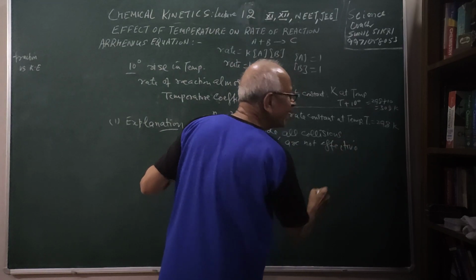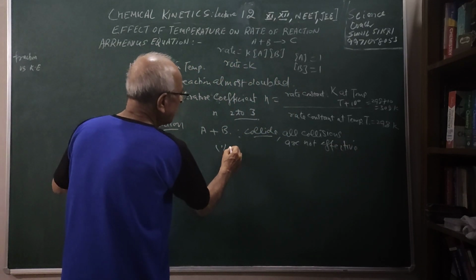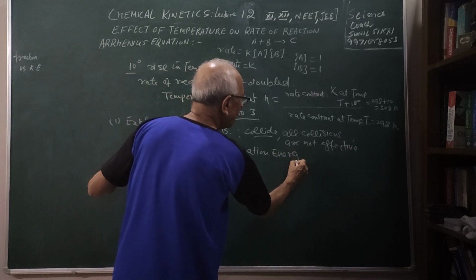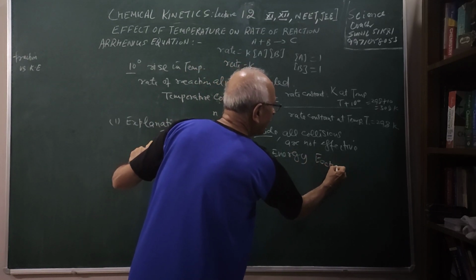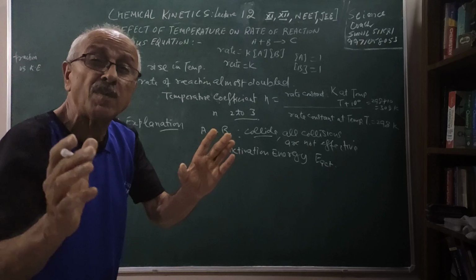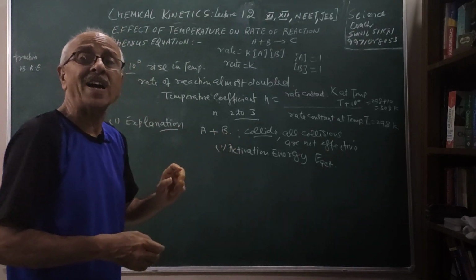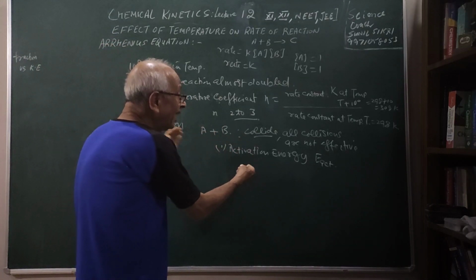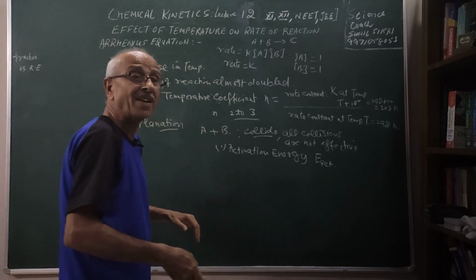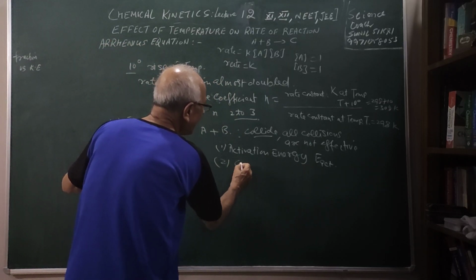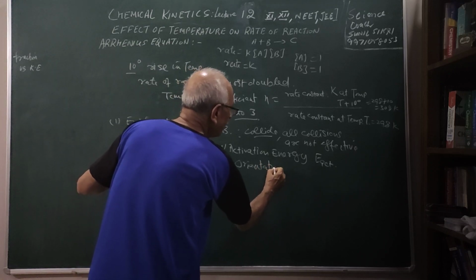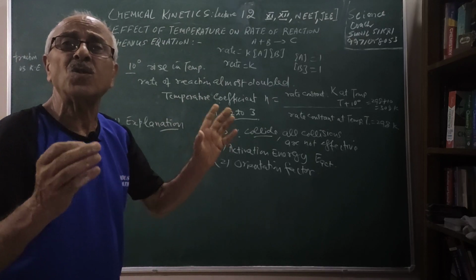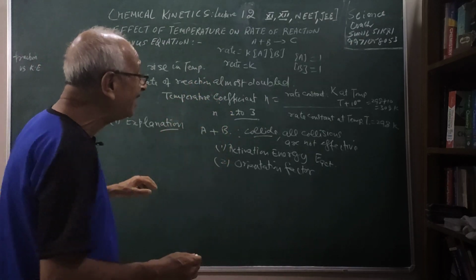Then, which collisions are effective? There are two things which we said: activation energy is required. There is a minimum amount of energy which must be possessed by the reactants in order to form the products. So not only should they collide, they should have a minimum amount of energy, which I am calling activation energy. And the second important thing is the orientation factor. What is an orientation factor? That means they should not only collide, but they should collide with a proper orientation, then only the reaction takes place.